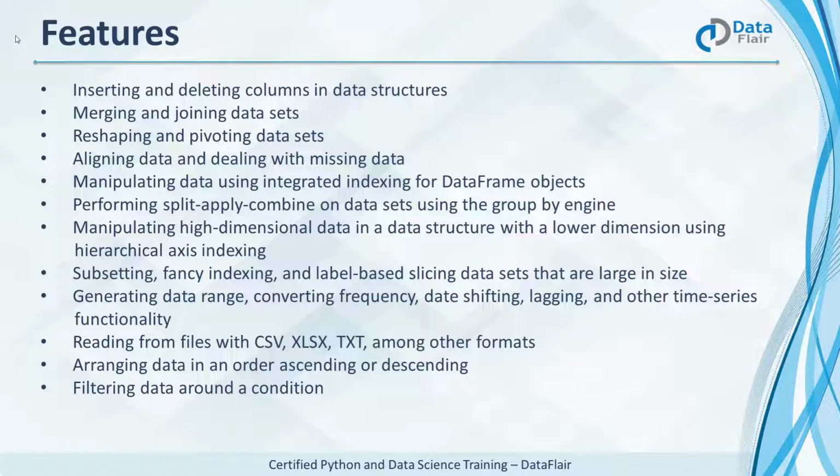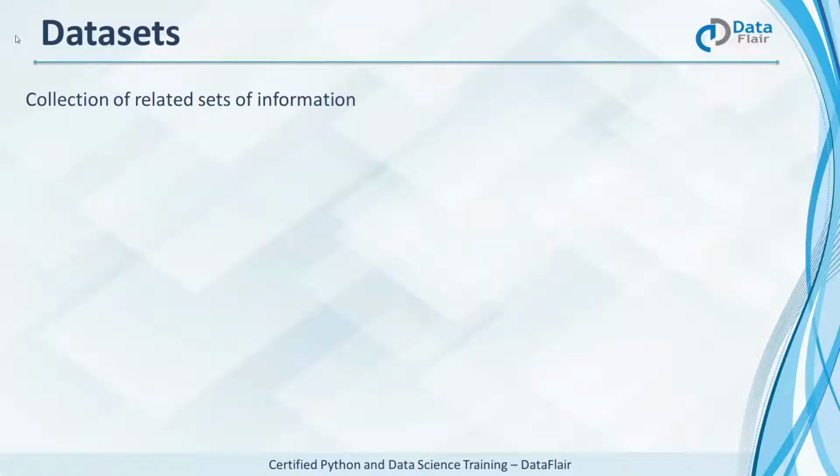We have some functionality like date shifting and lagging. We read from files of different formats, arrange data in ascending or descending order, and filter it around a condition. We also analyze time series and iterate over a dataset. A dataset is a collection of related sets of information made from separate elements but manipulable as a unit.